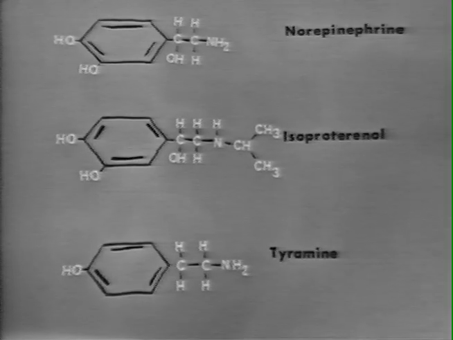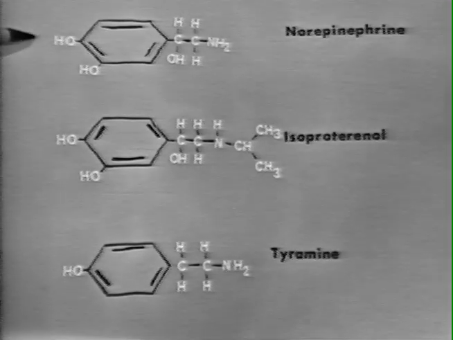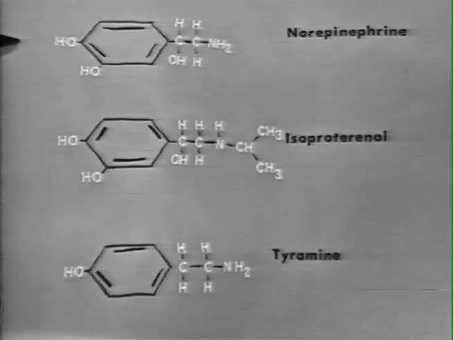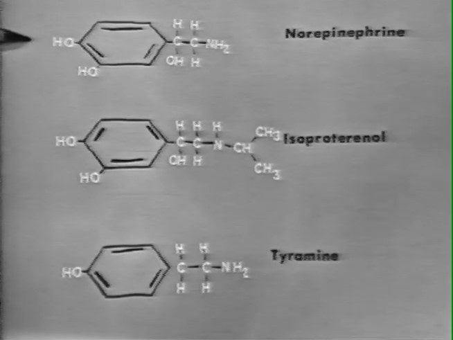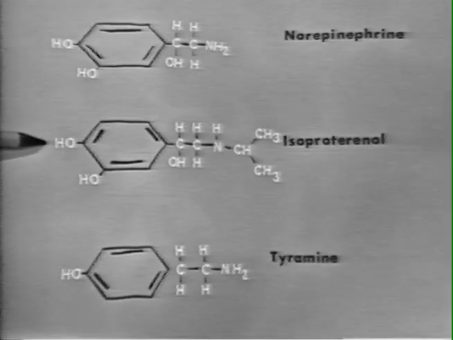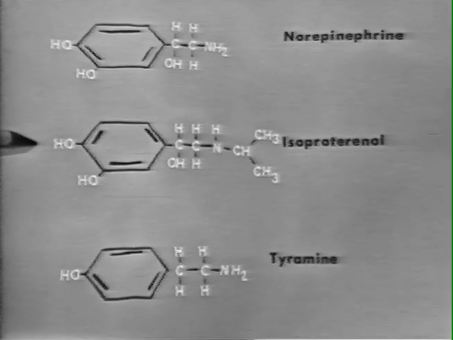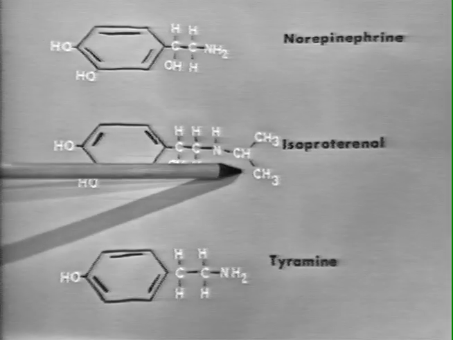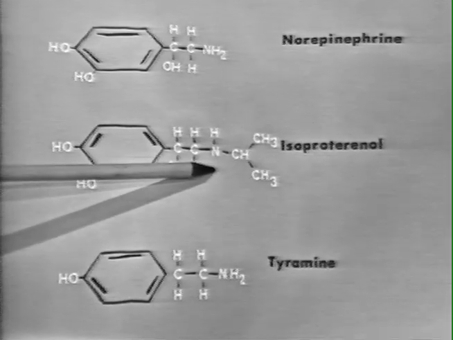First of all, we will look at the responses of the atrial preparation to norepinephrine, the naturally occurring sympathetic transmitter that is located in the nerve terminals. We're going to compare this with the effects of isoproterenol, which differs from norepinephrine only in the fact that there is an isopropyl group attached to the nitrogen.